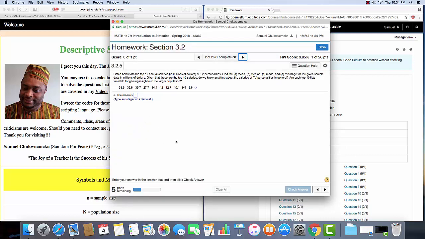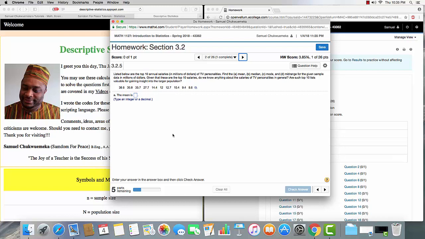Question 2, listed below are the top 10 annual salaries in millions of dollars of TV personalities. Find the mean, median, mode, and mid-range for the given sample data in millions of dollars. Given that these are the top 10 salaries, do we know anything about the salaries of TV personalities in general? Are such top 10 lists valuable for gaining insight into the larger population?